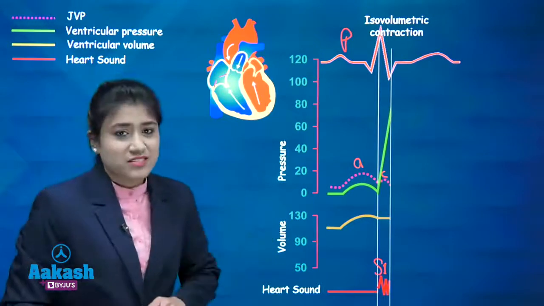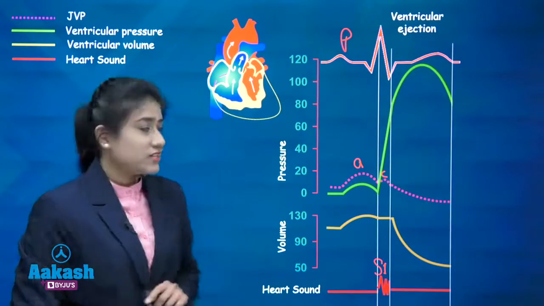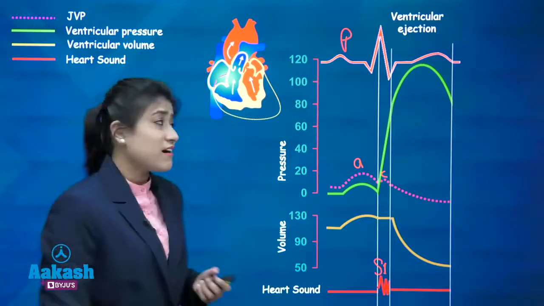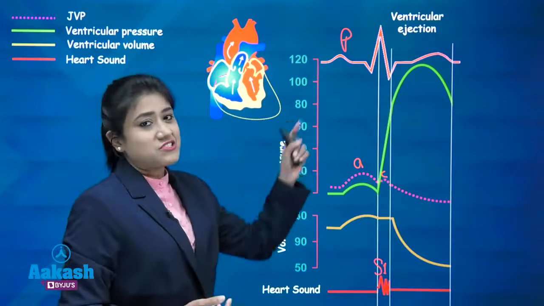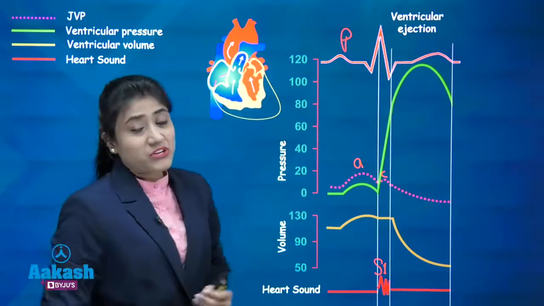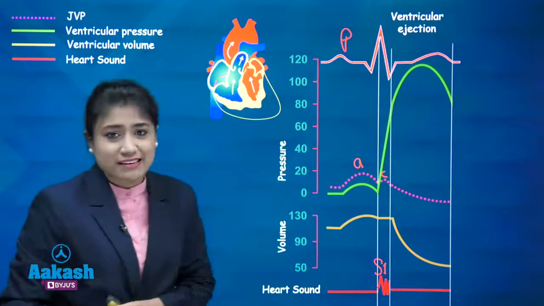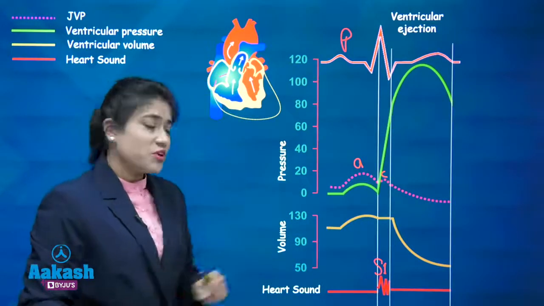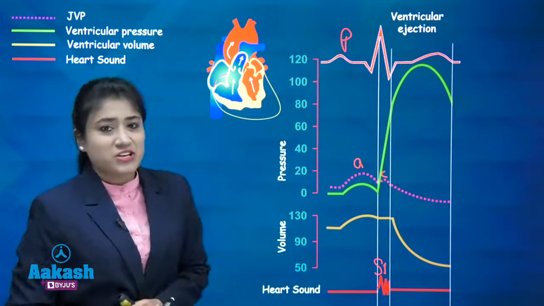What is the next phase after the isovolumetric contraction? There is ventricular ejection. Ventricular ejection starts when the semilunar valves get open. Now, blood is ejected from the ventricle into the aorta and into the pulmonary trunk. Now, here you can see the ventricular pressure is increasing. And what is happening to the ventricular volume? Ventricular volume is decreasing.